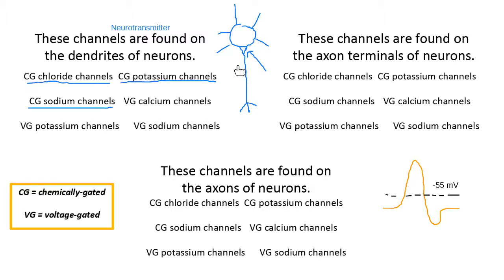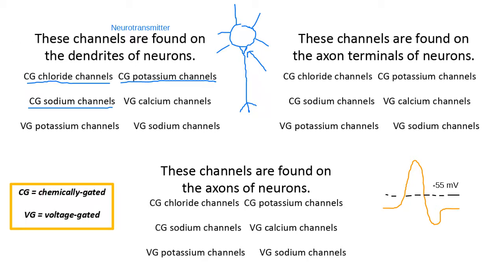Remember that the function of the axon is to send messages away from the cell body. So all along the axon here, we have voltage-gated channels. Now, if you look at my list here, there are 3 kinds of voltage-gated channels. One of these 3 kinds is not found on the axon. Which of these 3 kinds of voltage-gated channels is not on the axon?